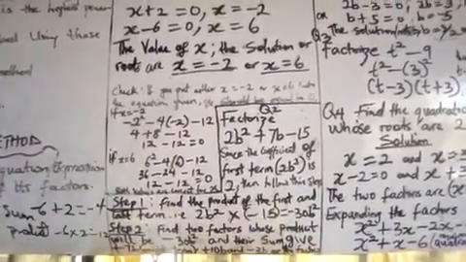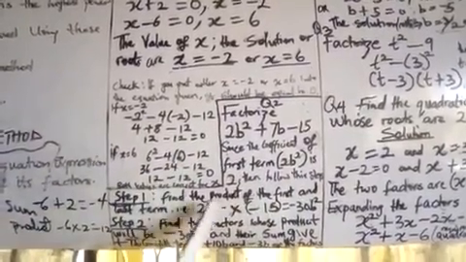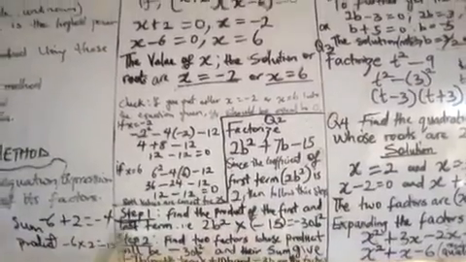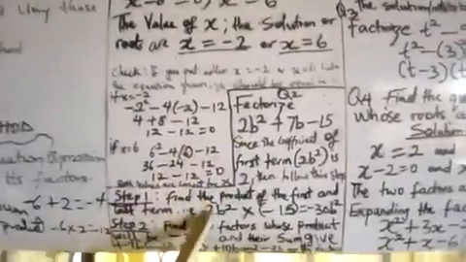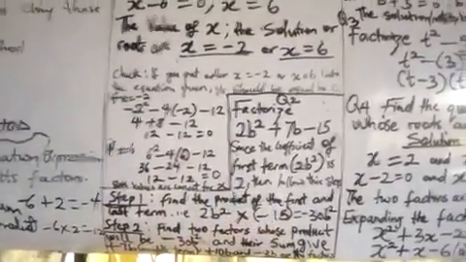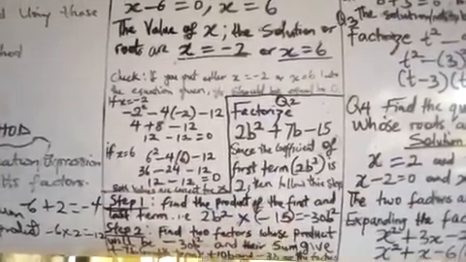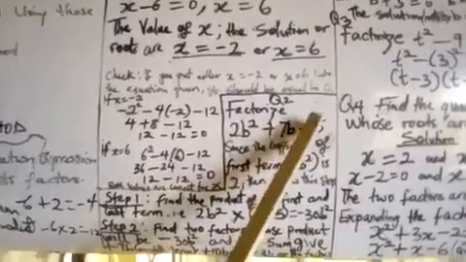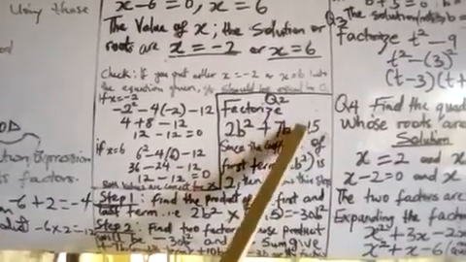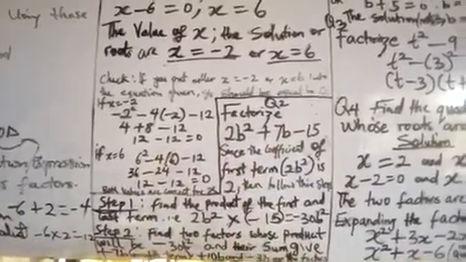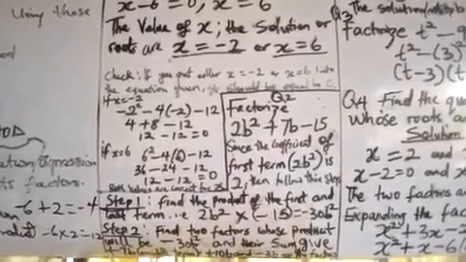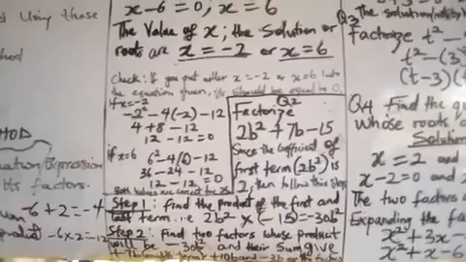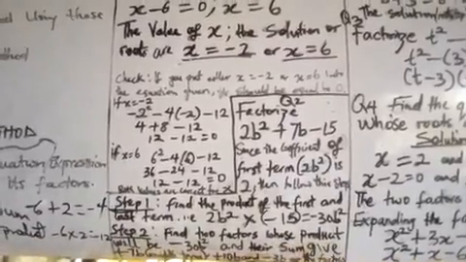So the first thing is to find the product of the first term and the last term. This is the first term, second term, third term. When you find that, you multiply them together. That is, you multiply 2b squared times minus 15. Don't forget the sign. You could have plus here, you could have negative. If you miss out this negative sign, then you will get the wrong expression. So 2b squared times minus 15 gives us minus 30b squared.